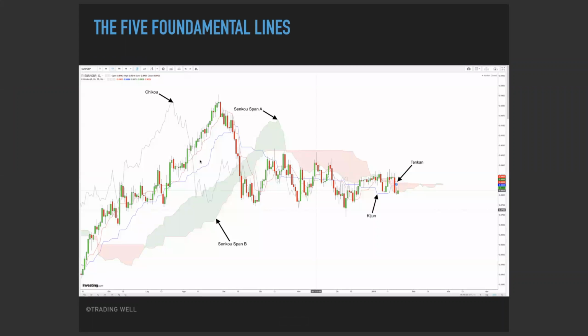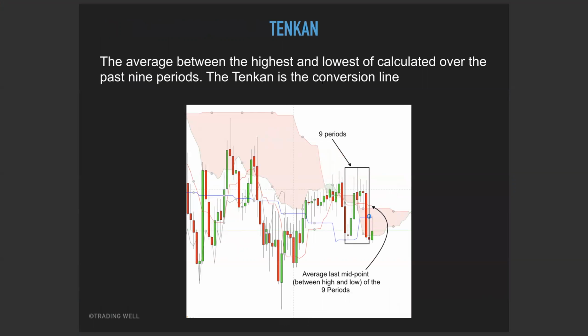The 5 fundamental lines in the Ichimoku strategy: the Tenkan line, which is the conversion line; the Kijun; the Senkou span A; the Senkou span B; and the Kiku. Let's show the Tenkan. The Tenkan is the average between the highest and lowest calculated over the past 9 periods. Tenkan is the conversion line.